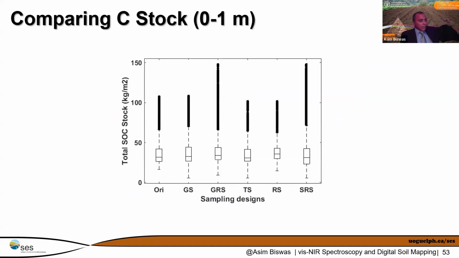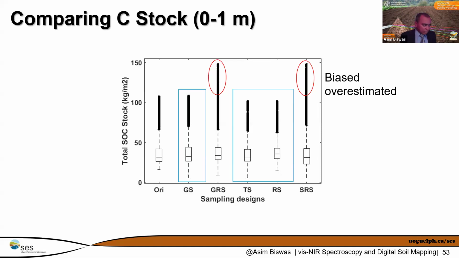Now, when you combine that variation, like a carbon stock measurement for the top 1 meter soil profile, we tend to find that grid random and stratified random sampling gave quite biased, overestimated data, while grid sample, transect sample, or a random sample tend to show quite a good representation of the carbon stock that our original map is producing.